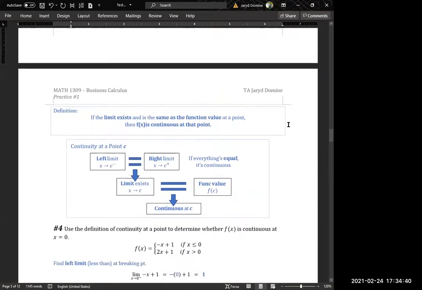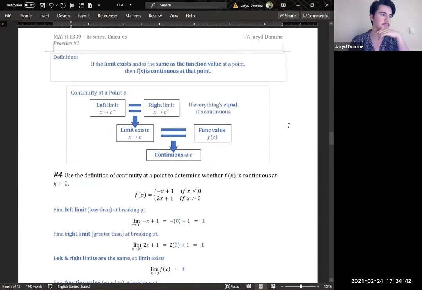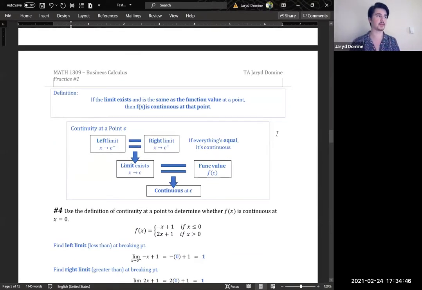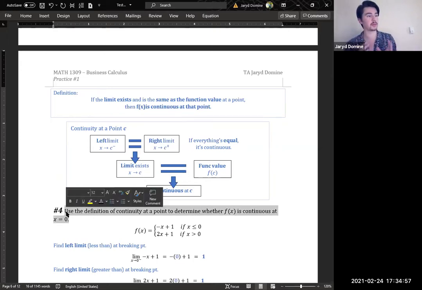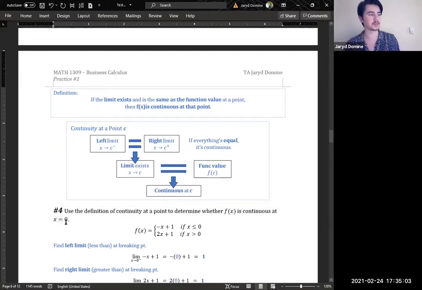Okay, number 4. This is the proof one. Okay, so we want to use a definition to determine whether f of x is continuous. Okay, so let me just read the problem. Use the definition of continuity at a point. Determine whether f of x is continuous at x equals 0. So they give us this point x equals 0 and ask us, is it continuous there?